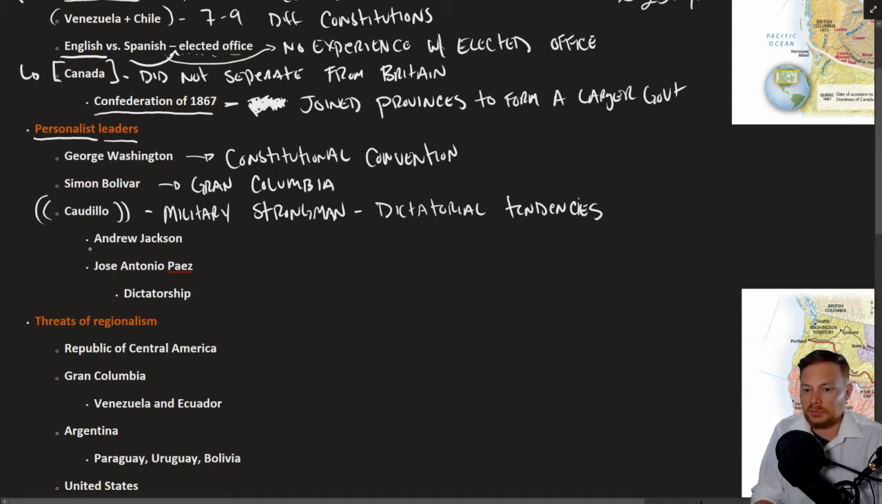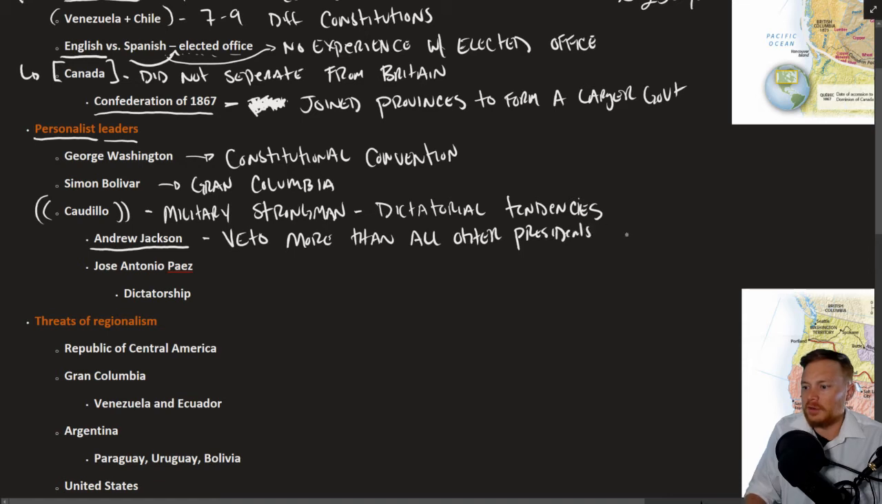So, for example, Andrew Jackson, who was made a war hero in the United States during the War of 1812, a war with the British, used the veto. That is the ability for the president to strike down any sort of legislation. He used the veto more than all other presidents combined. Very popular.